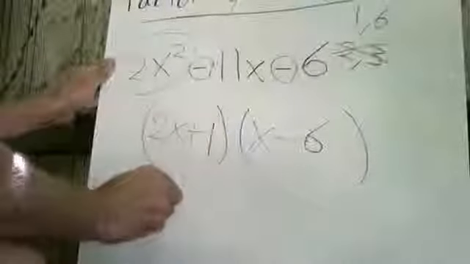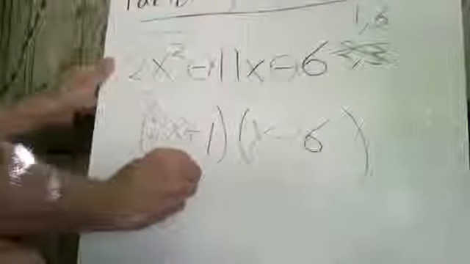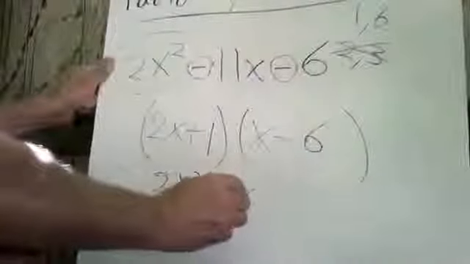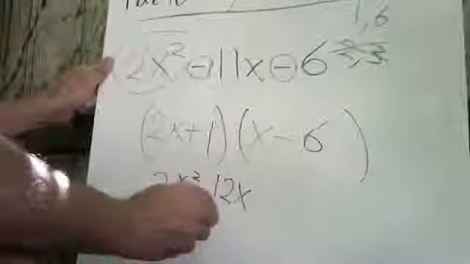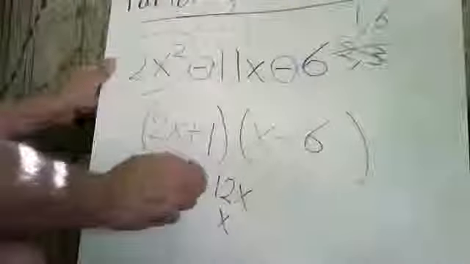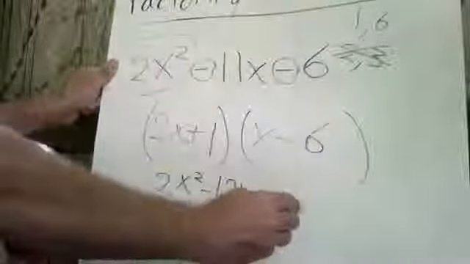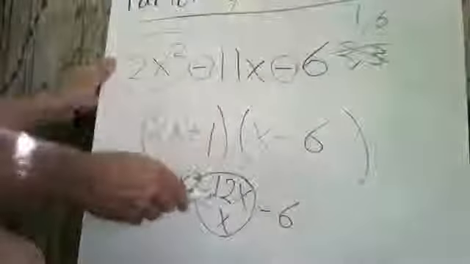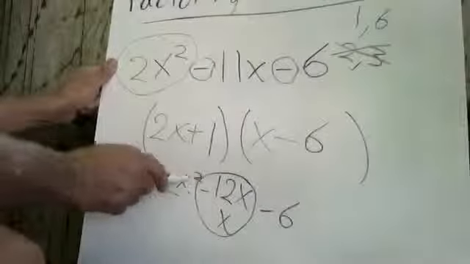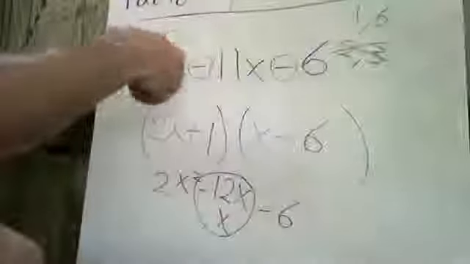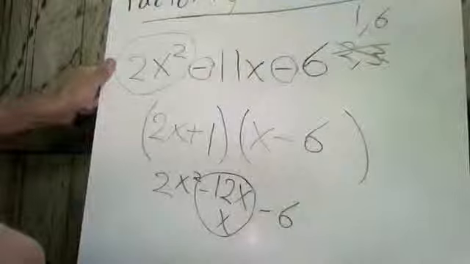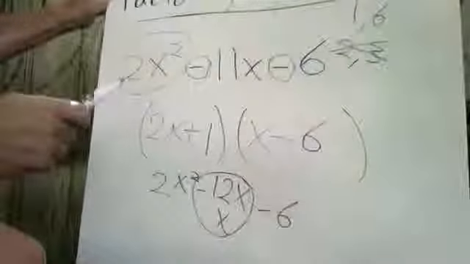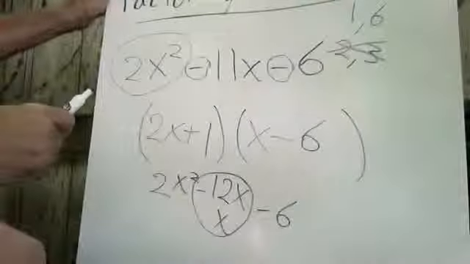First times first, 2x squared. Outside times outside is negative 12x. Inside times inside is a positive x. And last times last is negative 6. When I combine these, I get the thing that I want, which is negative 11x. So it's 2x squared minus 11x minus 6, which is what I wanted in the first place. All right? Now, that would be a great lesson for today.